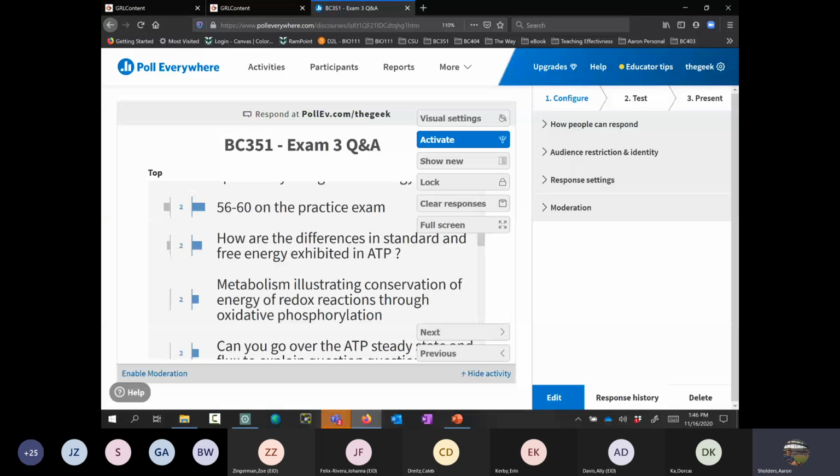So when we talk about the conservation of energy of redox reactions, moving electrons from NADH to oxygen is a very exergonic redox reaction that makes an electrochemical gradient that then is used to drive conformational changes in a protein to make ATP. Okay, all right.